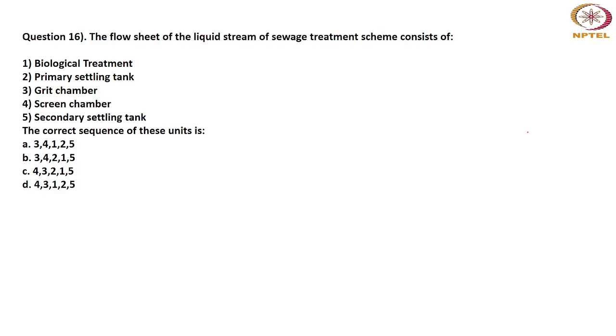So the next question is, the flow sheet of the liquid stream of the sewage treatment scheme consists of. You just have to tell the correct sequence. Sequence is very easy, right? Only the correct sequence you need to tell in terms of a sewage treatment plant.